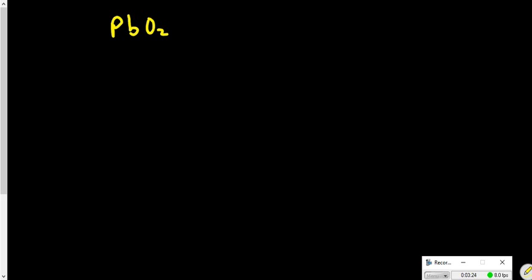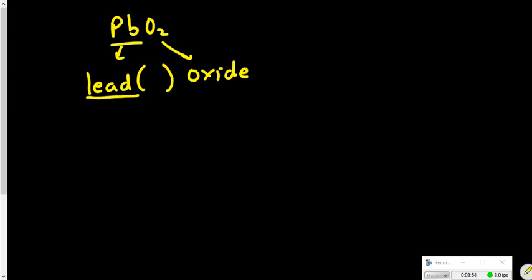Let's try one from the bottom of the page. Again, I know this is an ionic compound because lead is a metal. So it'll be first name, last name, ends in ide. Pb is lead. O is oxygen, so it'll end in oxide. Then I have to ask myself, anytime I do an ionic compound, do I have a transition metal? And yes, I do. So the lead has to come with a Roman numeral. We'll put it in brackets.